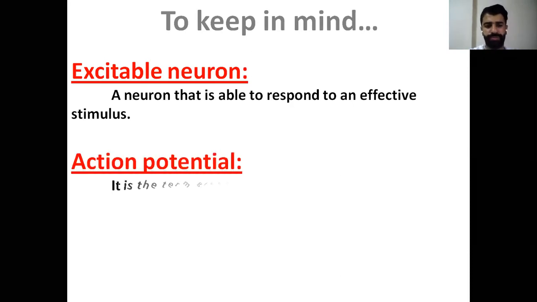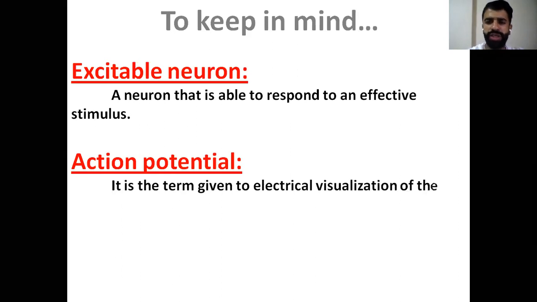Okay? Action potential. You saw, for example, in the electrocardiogram, whenever you did a heartbeat analysis, it shows these graphs that move up and down for the heart. These are called action potentials. It's the term given to the electrical visualization of the response of a neuron.